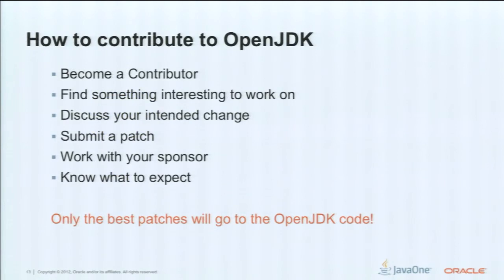And how to contribute to OpenJDK? First, you need to become a contributor. You need to sign the OCA agreement. The OCA gives Oracle and the contributor joint copyright interests in the code. And if you're interested in a particular area of OpenJDK, you may just send an email to the mailing list and you will get an appropriate reply.